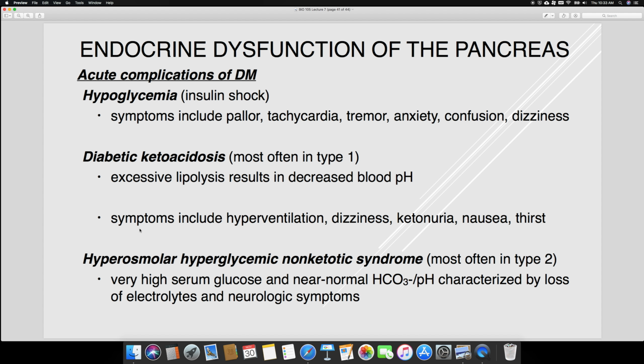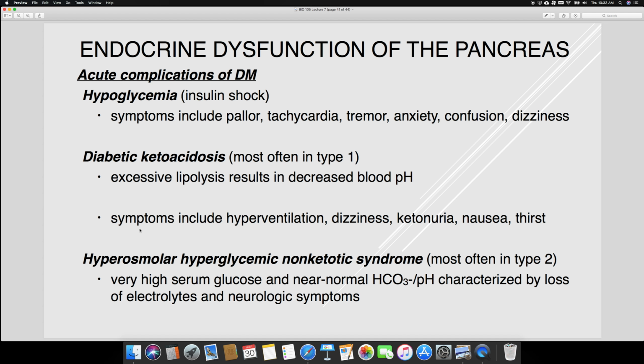So, acute complications of diabetes mellitus, obviously hypoglycemia and insulin shock. So if somebody injects too large of a bolus of insulin, you can have severe hypoglycemia. Symptoms: pallor, tachycardia, tremor, anxiety, confusion, dizziness, all of those things we associate with low blood sugar. Of course, diabetic ketoacidosis, which you see most often in type 1 diabetics.